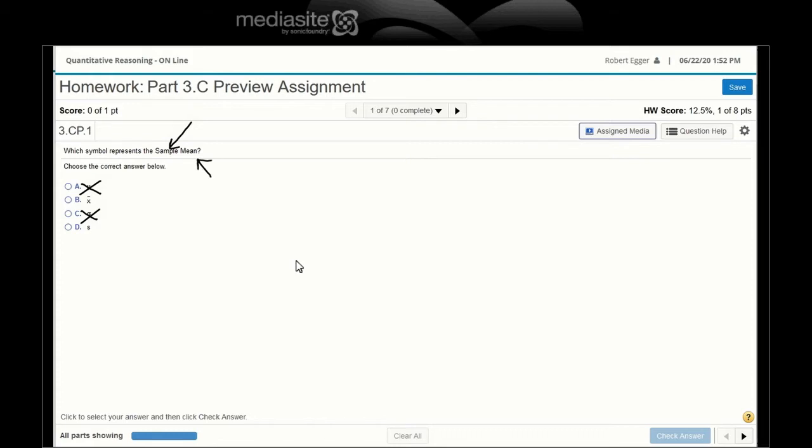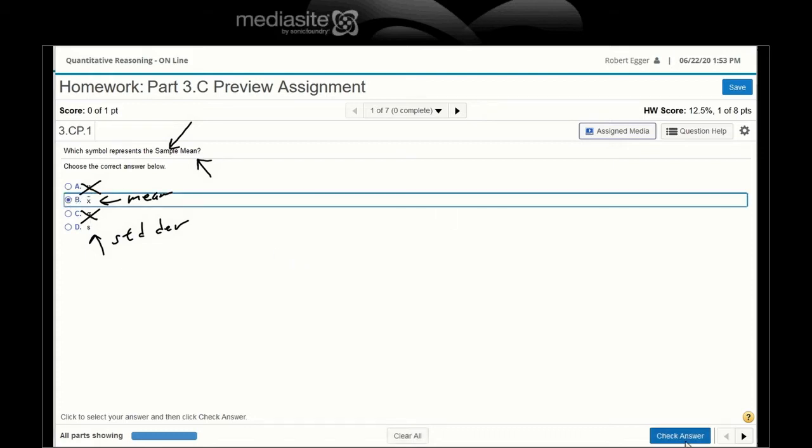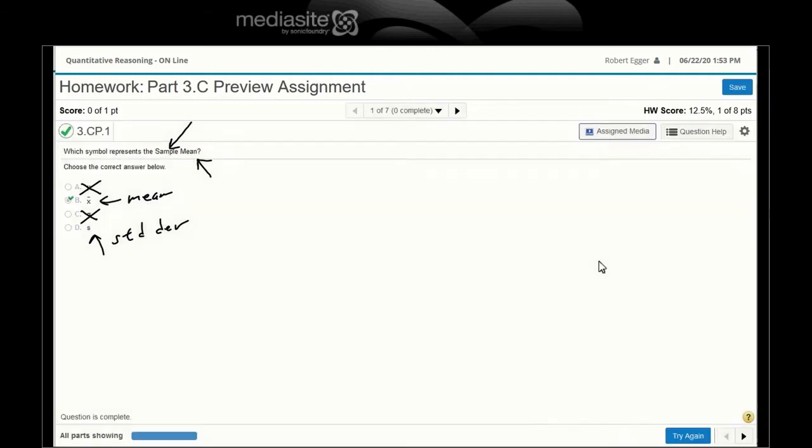Well, nice thing about letters, sometimes they're descriptive. Sigma is Greek, starts with S. Standard deviation, standard deviation starts with S. So this would be your standard deviation. So by default, there's our mean. There we go. X bar.